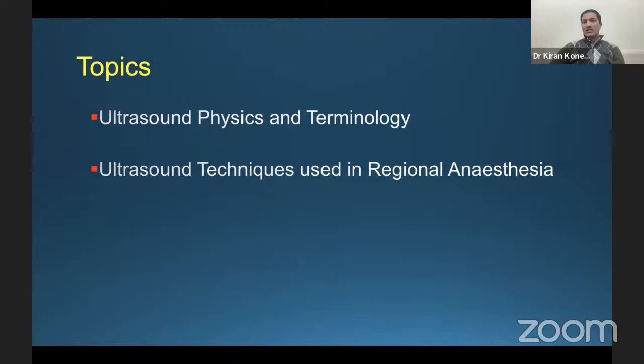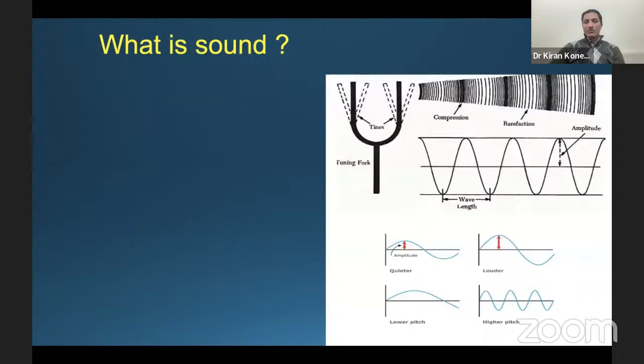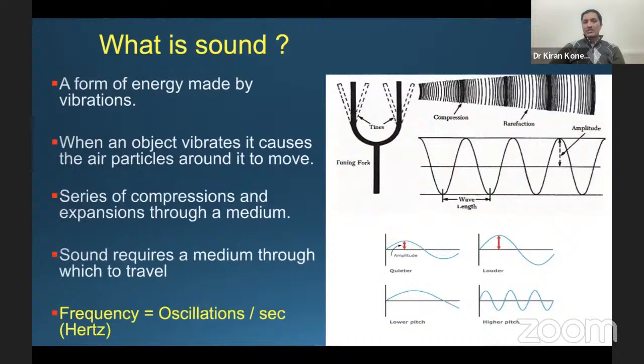And through this, I'll take you mainly through the physics and terminology that we use in ultrasound, and also the techniques used in regional anesthesia using ultrasound, mainly in the form of optimization. So first we need to understand what sound is. Sound, as we know, is a form of energy. It's made of vibrations. And as we are all used to using a tuning fork, usually we could hear a lot of vibrations coming through that, and they go in the form of compressions and rarefactions.